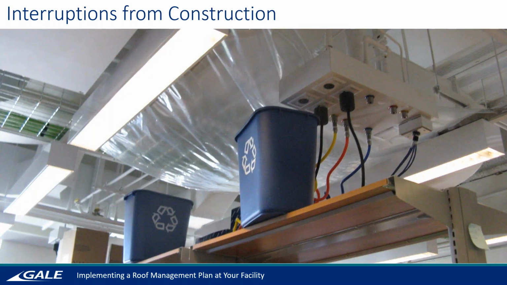Interruptions from construction. Everybody knows that when construction is occurring, things happen. In this case, they were caught in a rain. So maintenance here has come in and put a bladder system to catch all the water that's coming in. But the question then becomes, what happened to the space below? Well, that space below had to be closed down. But what area is that anyways?